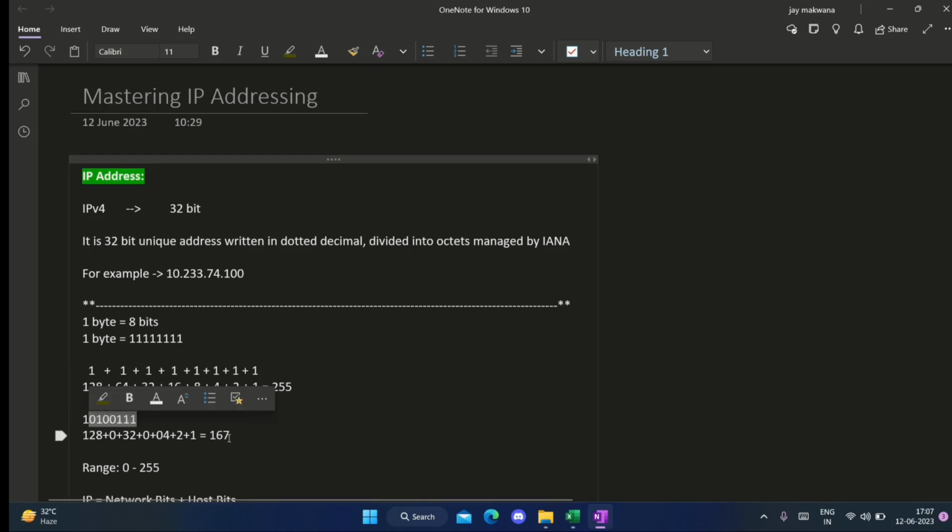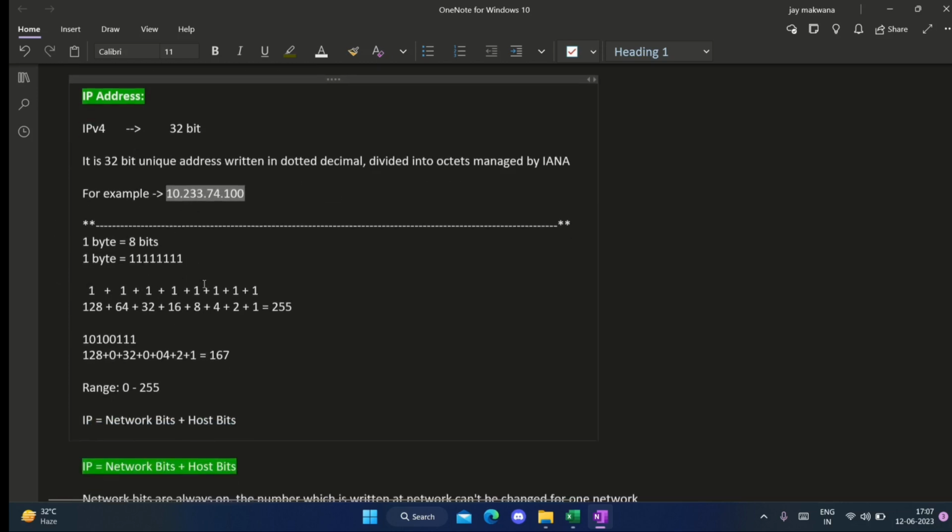So this way you will get the numerical value of each of these 4 sections. Each section is of 8 bits, that is 1 byte. So we have 4 bytes of IP address, or you can say 32 bits of IP address. So the range of each section can be from 0 to 255. Okay, so hope you are getting this. Okay, this is an important part.